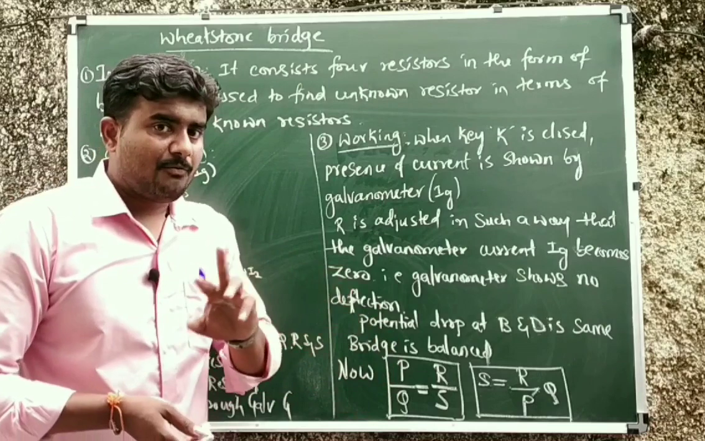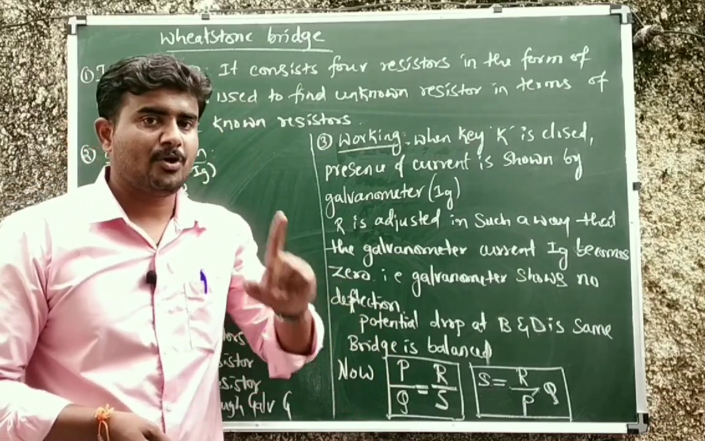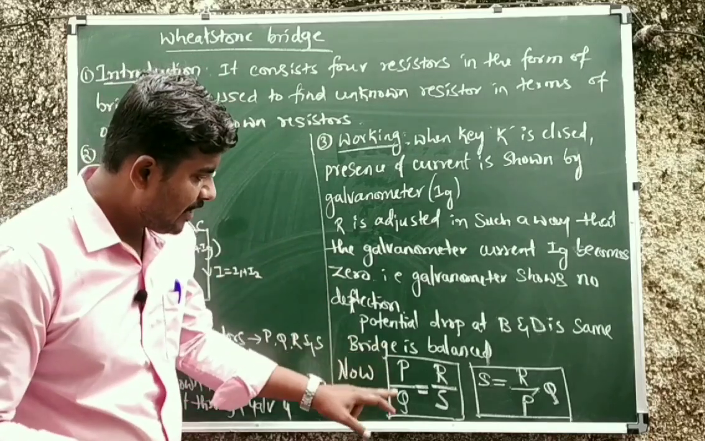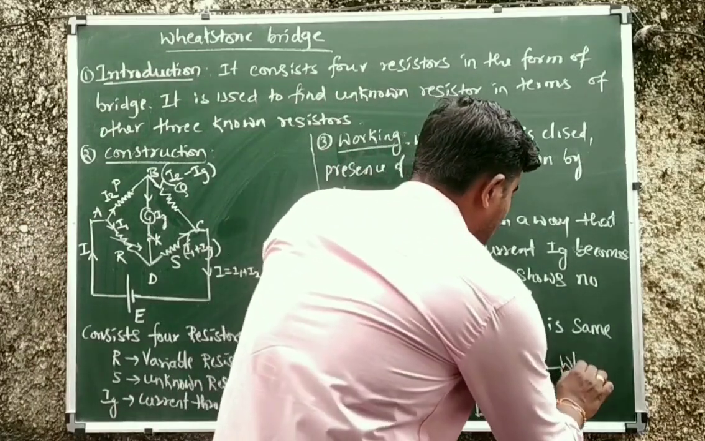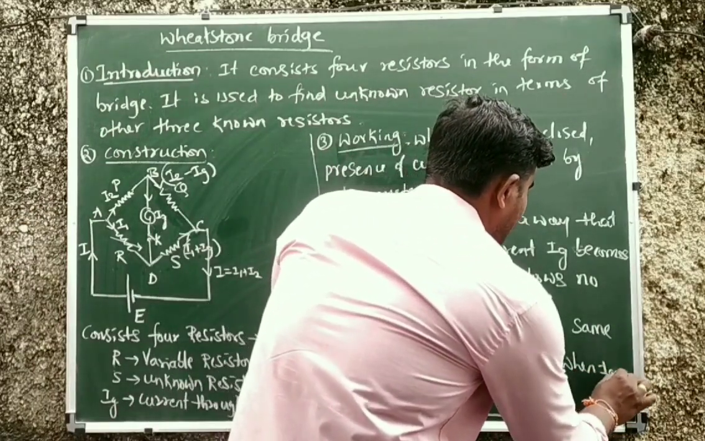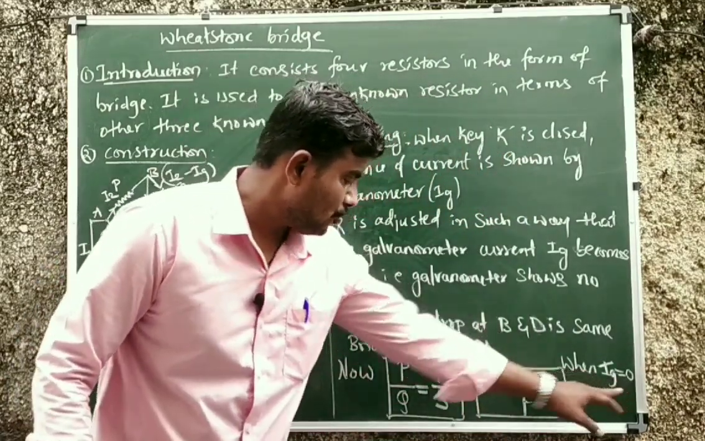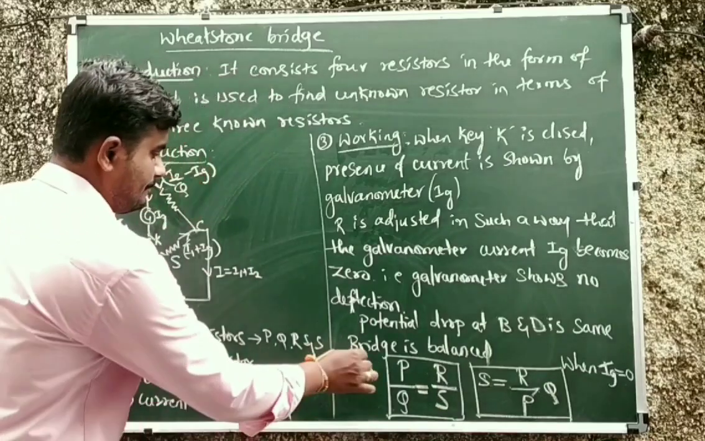Sometimes this question appears for 2 marks: write the balanced condition of the Wheatstone network. What is the balanced condition for the Wheatstone network? It is very simple. P divided by Q is equal to R by S when Ig is equal to 0. When Ig is equal to 0, P by Q is equal to R by S. This is the balanced condition.